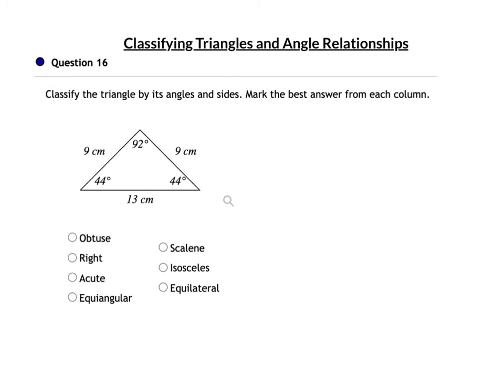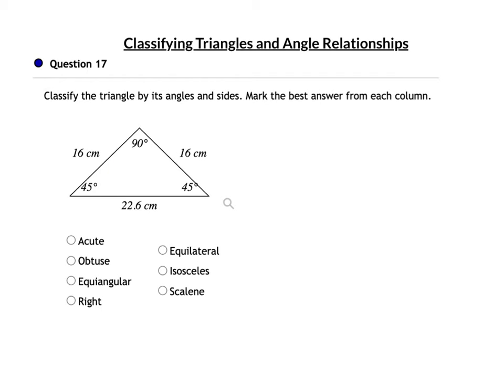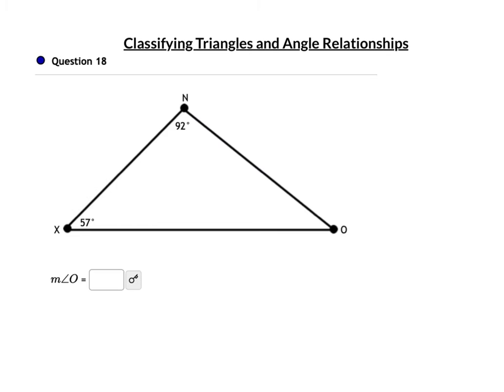Another example. Classify this triangle by its angles and sides. This angle is greater than 90. That makes this obtuse. Notice that there are two equal sides. That makes this also isosceles. This triangle has a 90-degree angle, so it's a right triangle, and two equal sides. That makes it isosceles.